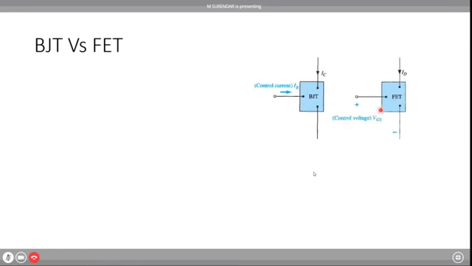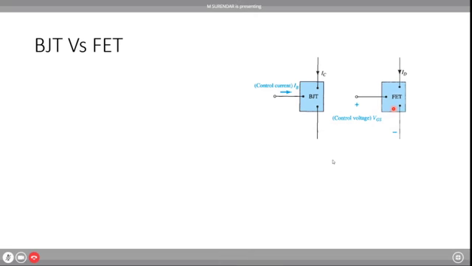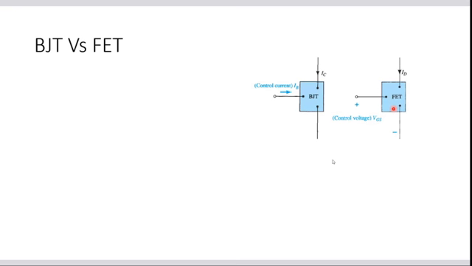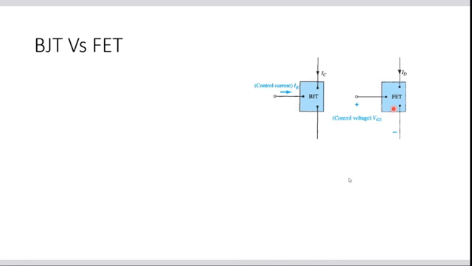Whereas here, if you see, ID is equal to, you remember Shockley's equation? I will show you that in the next slide. If you remember the Shockley's equation, ID is equal to IDSS, that is drain current is equal to drain to source saturation current, IDSS, into 1 minus VGS divided by VP, the whole square. That is your Shockley's equation. I'll show you in the next slide.